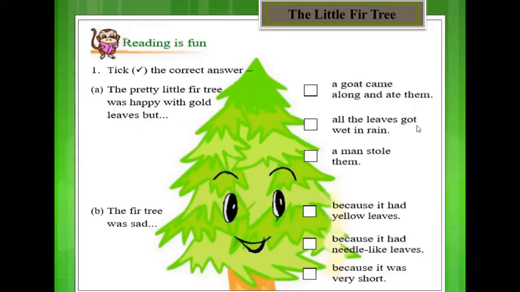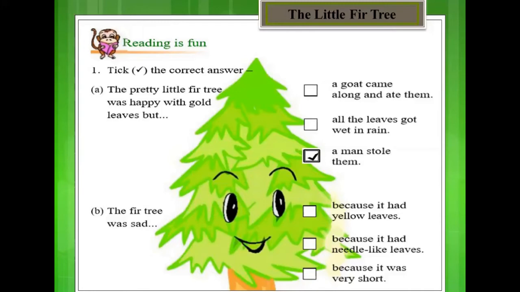All the leaves got wet in rain. A man stole them. So which is the correct answer here, children? Wonderful. It is a man stole them. So please put a tick mark in the box against a man stole them.